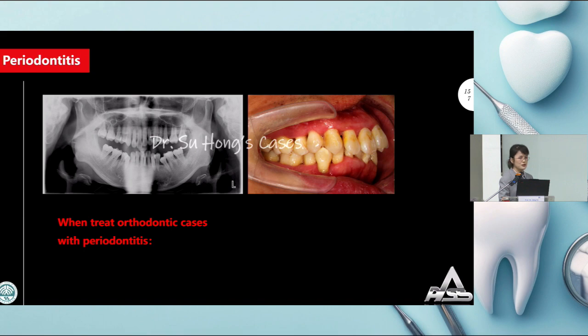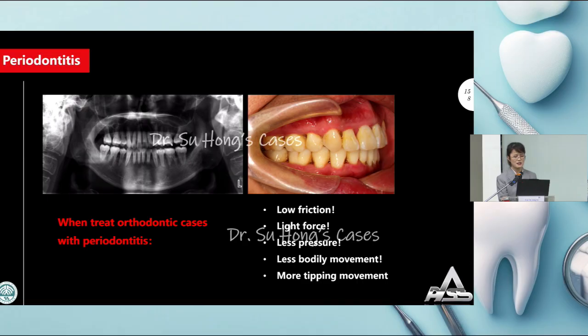Okay, let's go to another type of malocclusion, periodontitis with malocclusion. When we treat orthodontic cases with periodontitis, are there many periodontitis patients in Thailand? Yeah. We all know that patients with periodontitis are a little bit troublesome. When treating them, besides oral hygiene instruction and control, there are some key points.